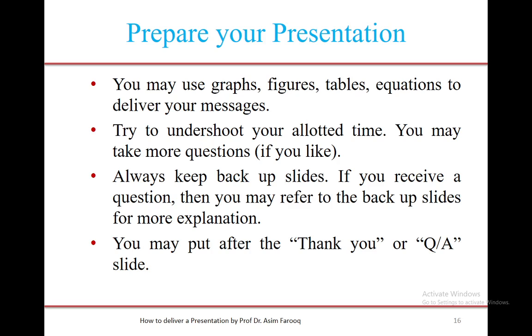Prepare your presentation in terms of figures, graphs, tables, and some type of messages or slogans or something which can attract their attention, and try to complete your task within the given time. Always keep a backup of the slides, because sometimes on some systems or computers PowerPoint is not working, so you should have the PDF file as well.